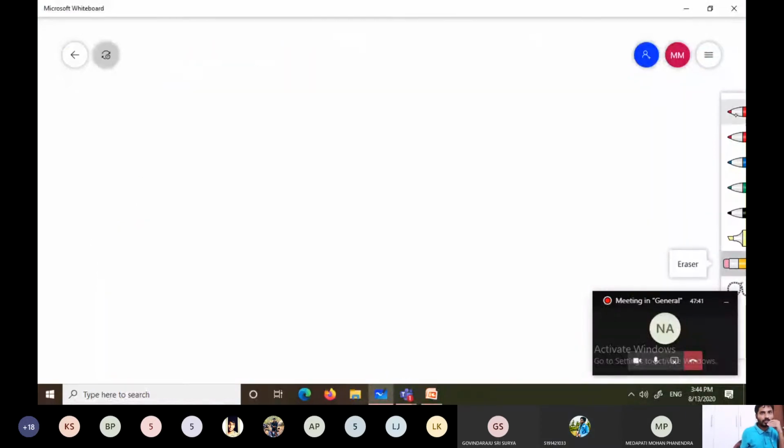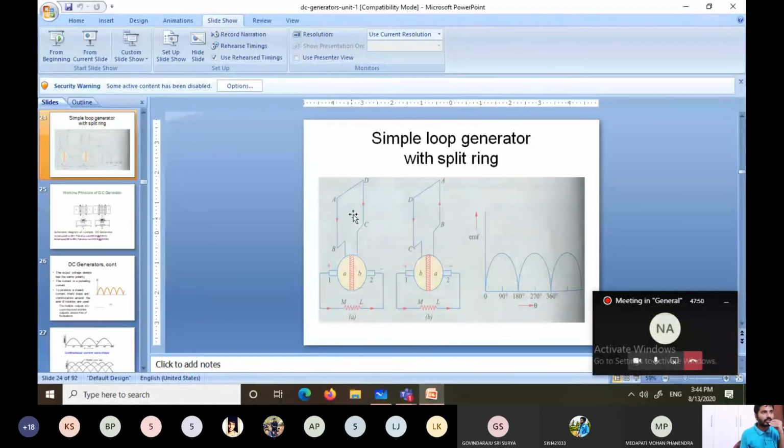Okay, so according to the presentation, I'm writing the current directions of a coil and current directions of a load. In this particular figure, the simple loop generator, is the figure visible to you? Yes. In case one, you can see figure A.